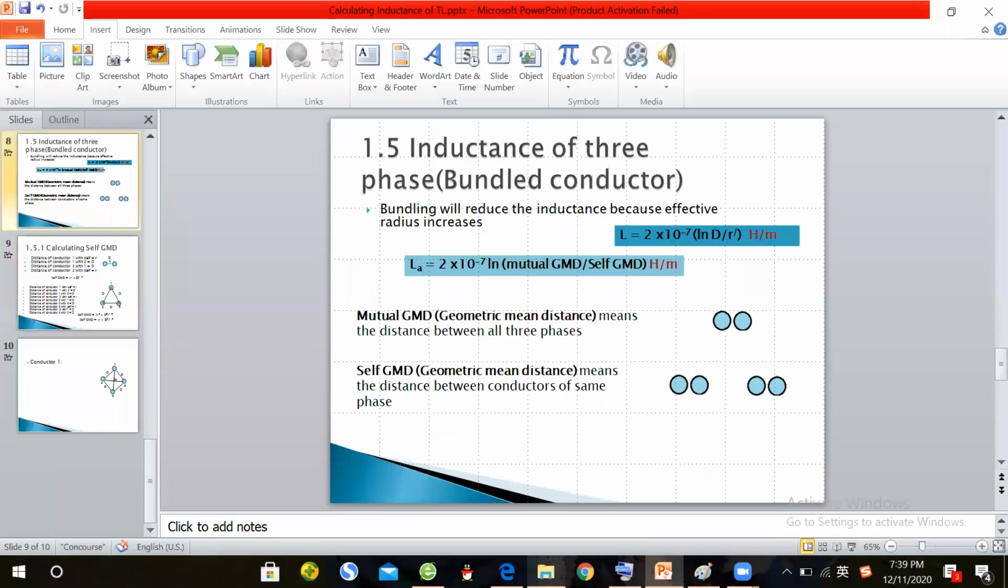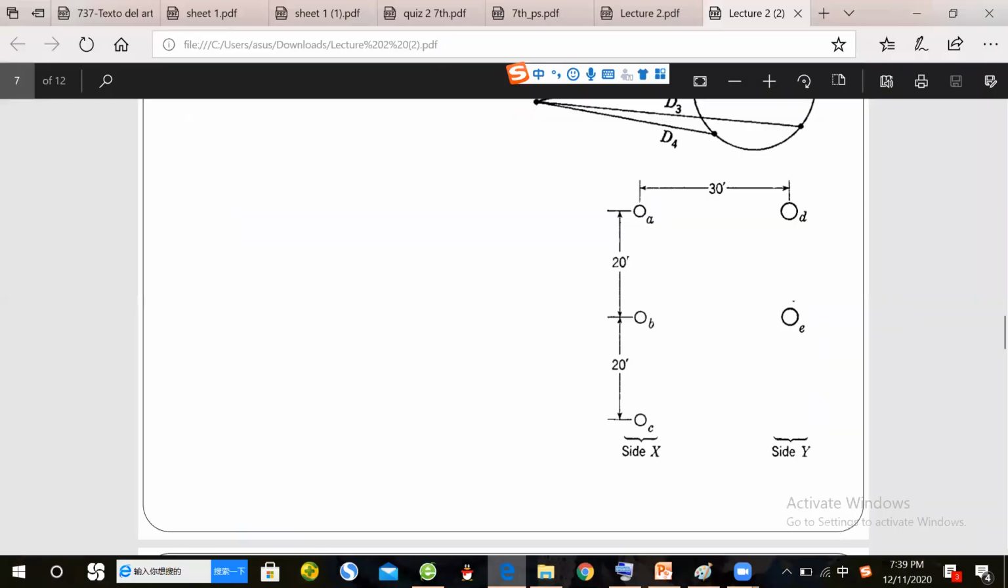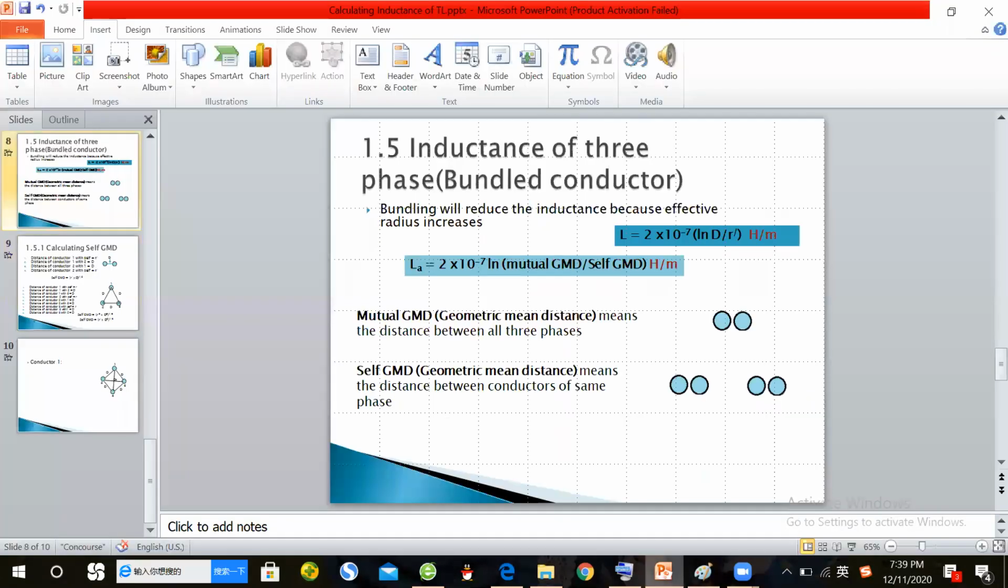I have a little bit of confusion between the GMD and the GMR. I always confuse between them. Oh, you always confuse between the mutual GMD and self GMD. Yes.